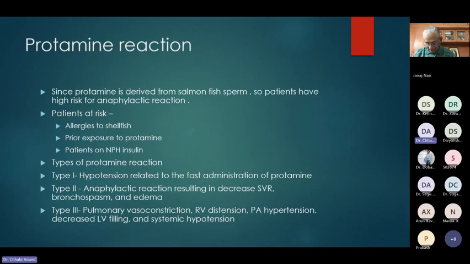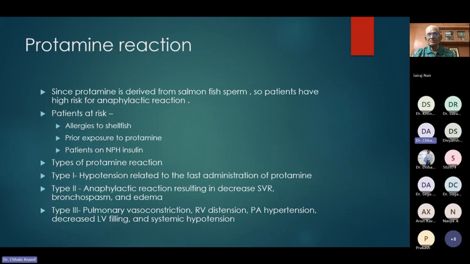Protamine reactions. Since protamine is derived from salmon fish sperm, patients have a high risk of anaphylactic reactions. Patients at risk: allergies to shellfish, prior exposure to protamine, patients on NPH insulin. Types of protamine reaction. Type 1 is hypotension related to the fast administration of protamine.